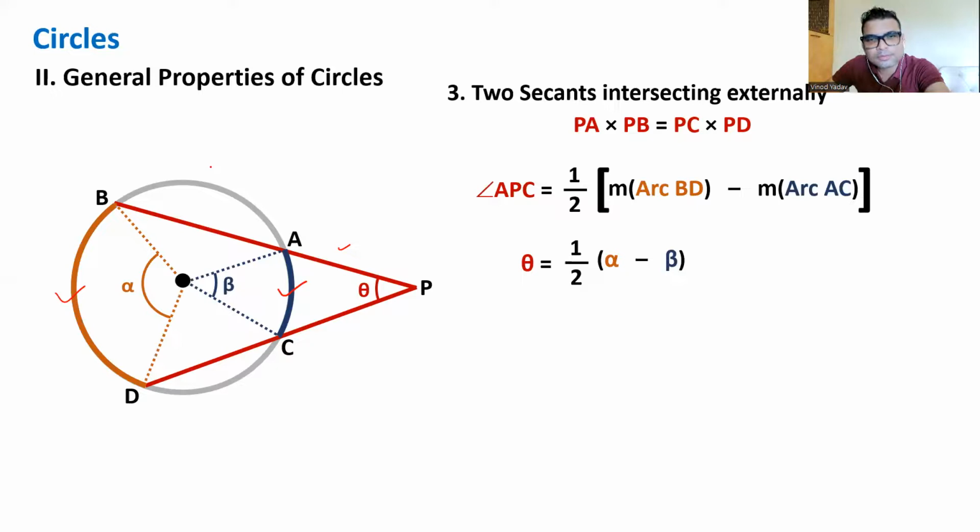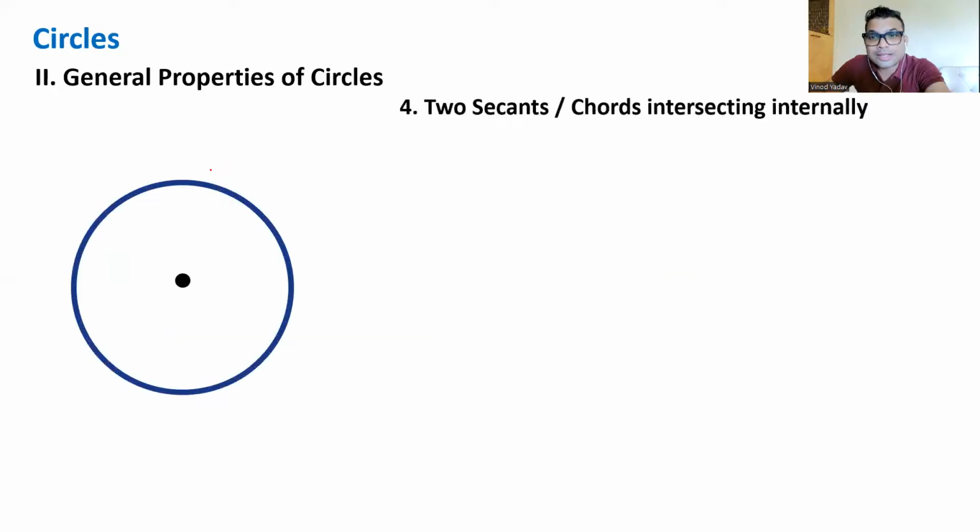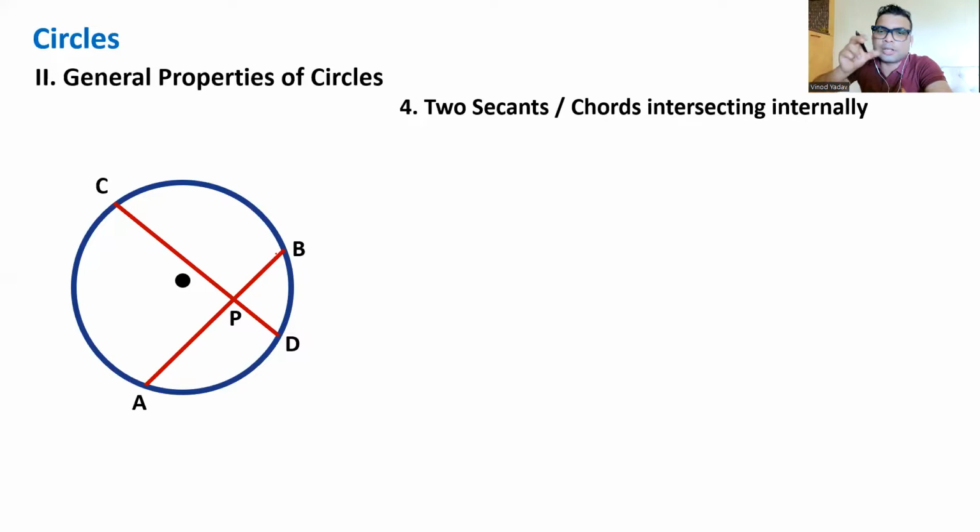Now, secants or chords intersecting internally. Why am I saying chord? Because now it is an internal intersection, so I can limit them till the boundary of the circle. So it can be called a chord also. Correct? The first property is something very similar: PA into PB is equal to PC into PD. Start from the point of intersection and connect all four lengths. So PA into PB is equal to PC into PD.